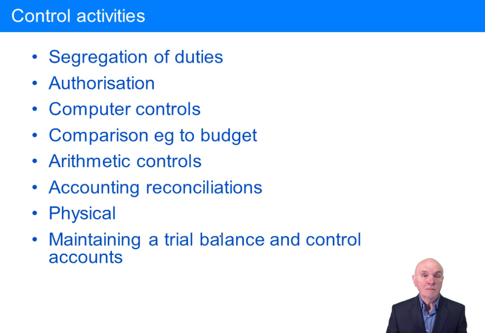A properly designed computer system would ask you for the debit, ask you for the credit, and only when it had both and you pressed post would it do both simultaneously.